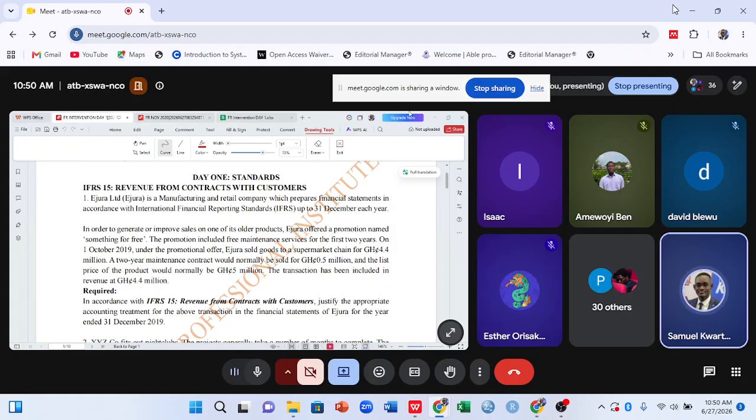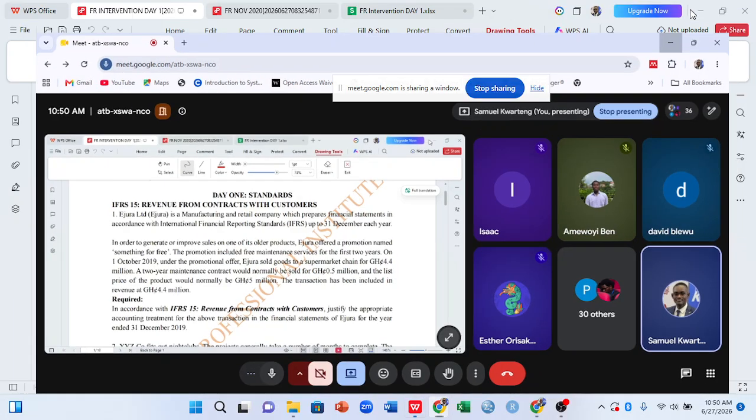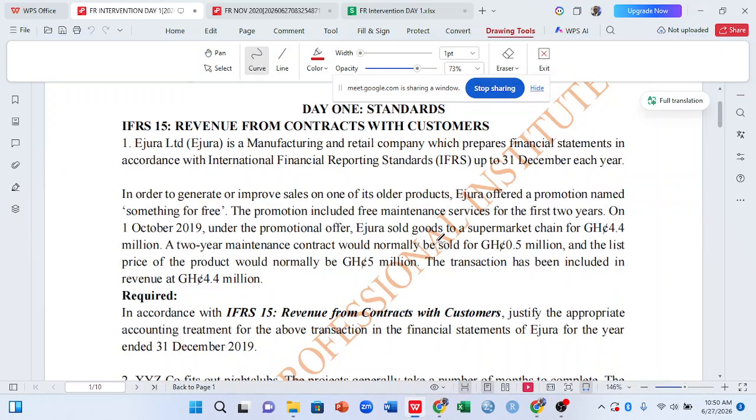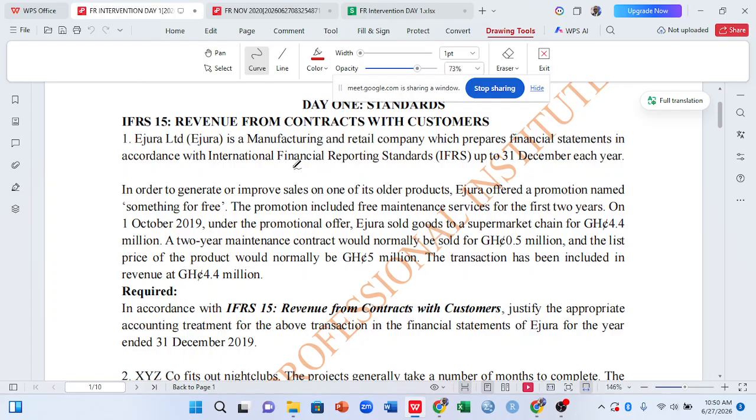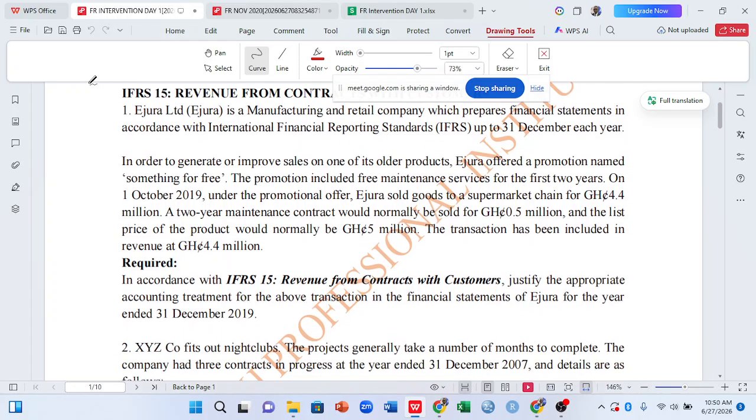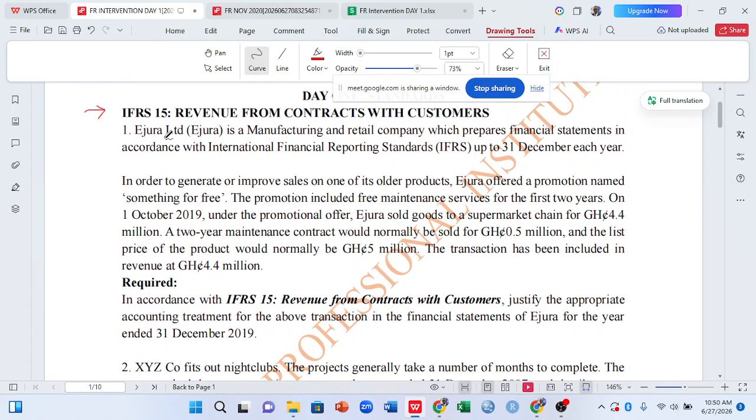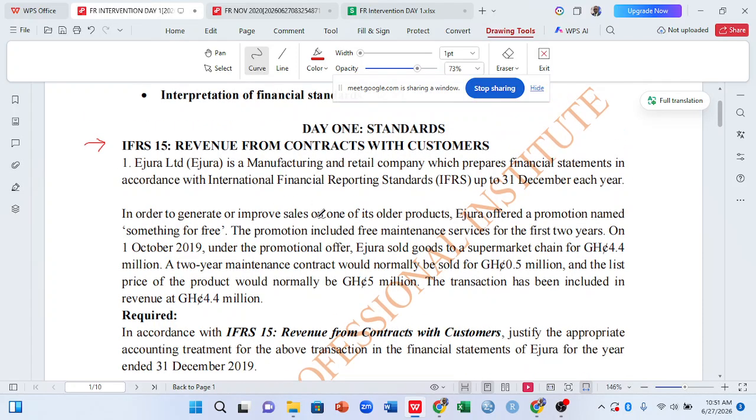So let's start with the standards now. We first start with the first standard here, IFRS 15, and then we move to the others. So IFRS 15, what must you know? There are two things under the standard you must know. You must know the 5 steps for revenue recognition.